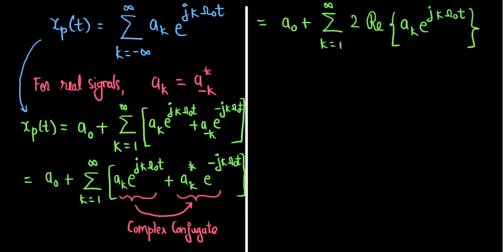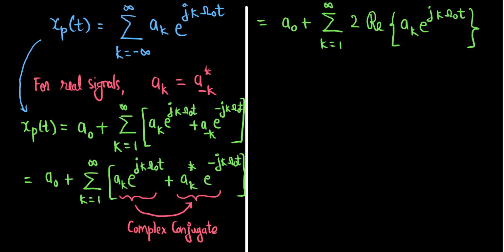Now let us look at this ak. What is ak? As I said, ak is the scaling factor, or the Fourier coefficient, of these complex exponentials. The scaling factor can be a complex value in general. It can be a real value as well as a complex value. It can be any scaling factor.